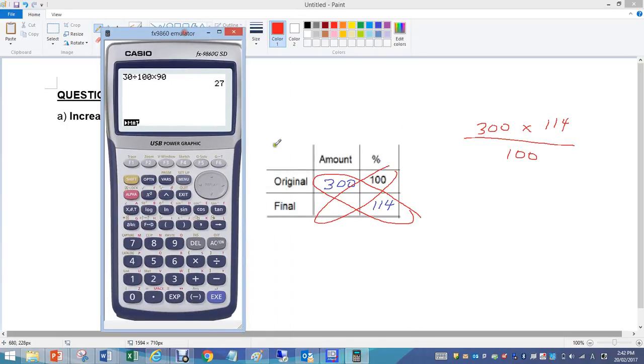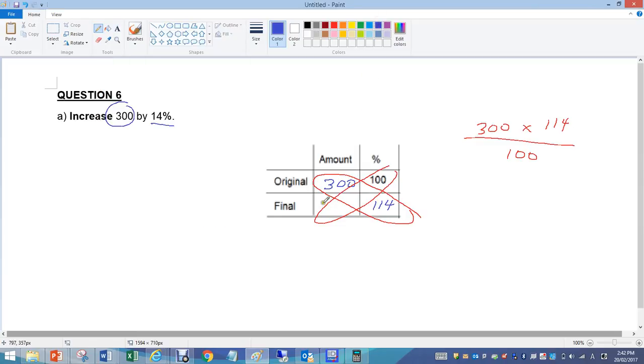So that is 300 times 114 and then divided by 100, all in one go in your calculator, and the answer is 342. So now we can complete this box. It's 342. So you could say the answer is 342, and that makes sense because you started with 300, you increased it by 14%, so you got a bigger number. Okay, so good luck, have a go at the revision sheet.